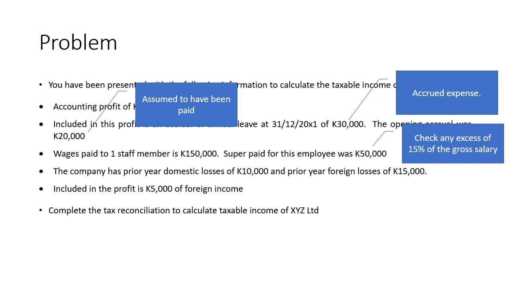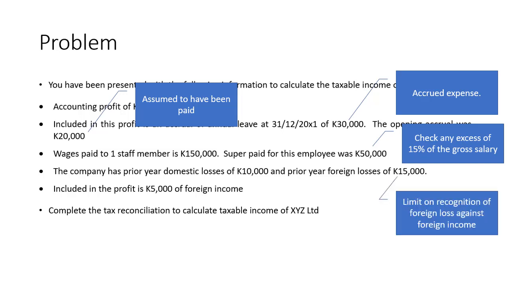Now, on to the next bullet. The domestic loss can be allowed as a deduction, but for the foreign losses, there will be a limit against the foreign income. In this case, the foreign loss is 15,000 kina, and there's a foreign income of 5,000. So the limit is up to 5,000 kina.